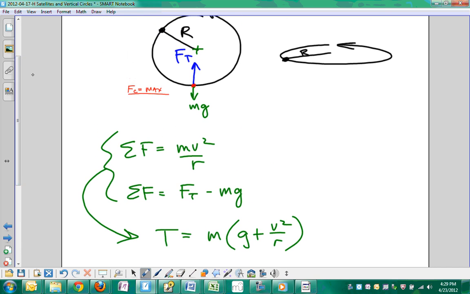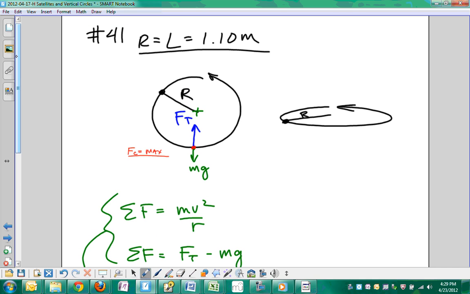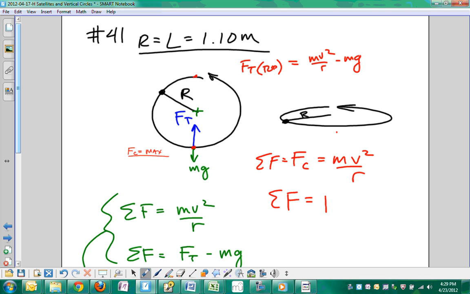Just to refresh your thinking, as an aside, at the top the tension is going to be equal to mv squared over r minus mg. You can go back and review your notes to see why that's true. Now, the idea they have for the horizontal circle is that the net force is equal to the centripetal force, which is equal to mv squared over r, and the net force is just going to be the tension in the string.